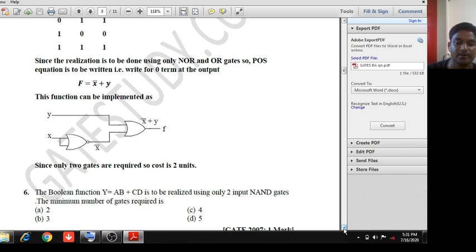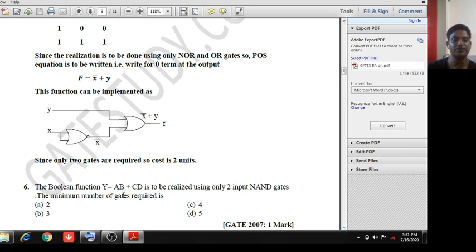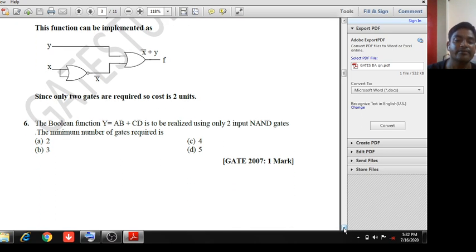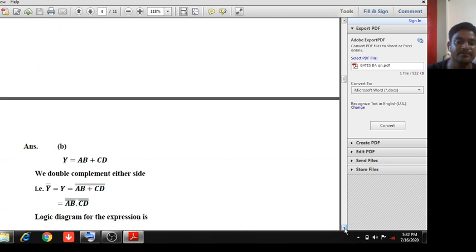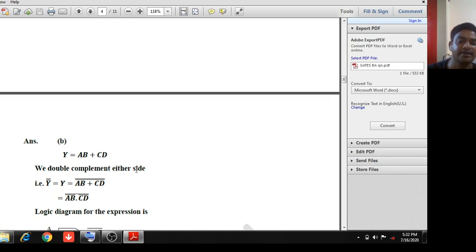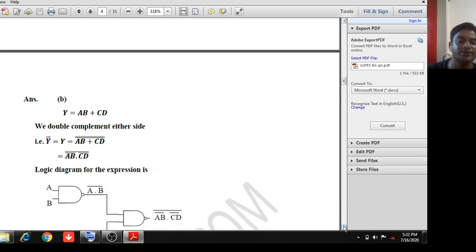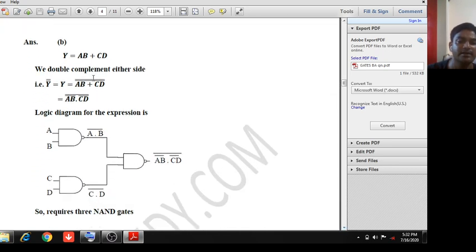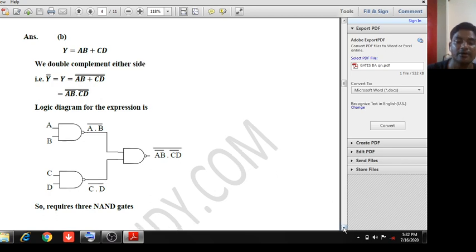Next, the Boolean function y equal to AB plus CD is to be realized using 2-input NAND gates. What is the minimum number of NAND gates required? Just take the double complement: AB plus CD whole bar, then apply De Morgan's theorem: AB bar dot CD bar, whole bar. For AB bar one NAND gate, for CD bar another NAND gate, and then this final one. So 3 gates are required, and the answer is 3.